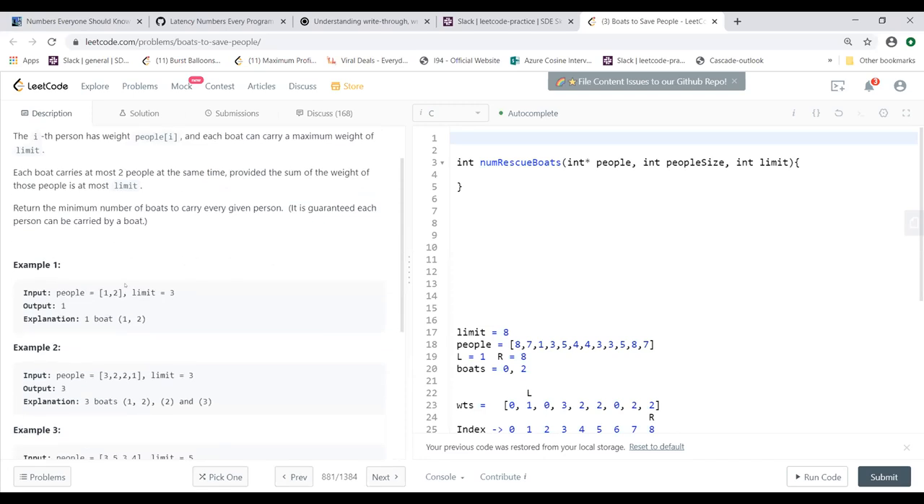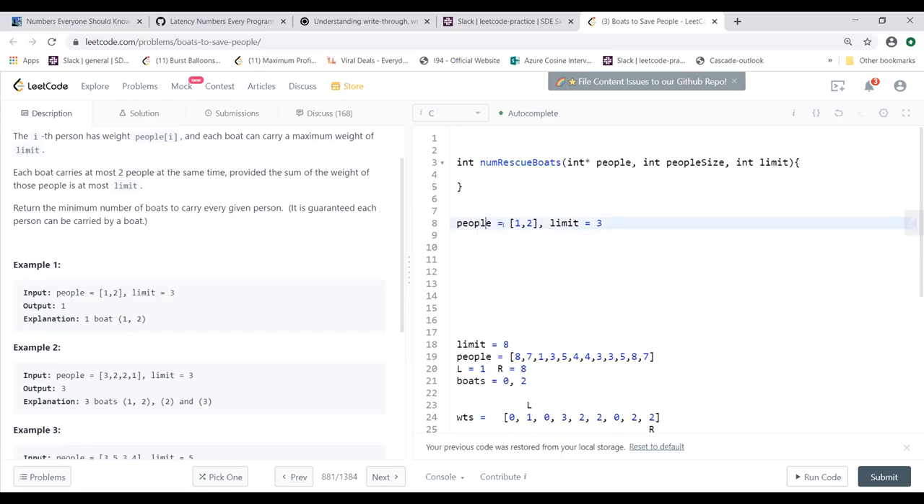And just to see some examples here. The first one is like this. This is a people array with weights. The first person has a weight of 1, maybe 1 pound, and the second has 2 pounds, and the limit is 3. These two will need only one boat because they both can fit into a single boat. If we add the weights, 1 plus 2 is 3, which is equal to the limit, so that is fine. They can just go in one boat.